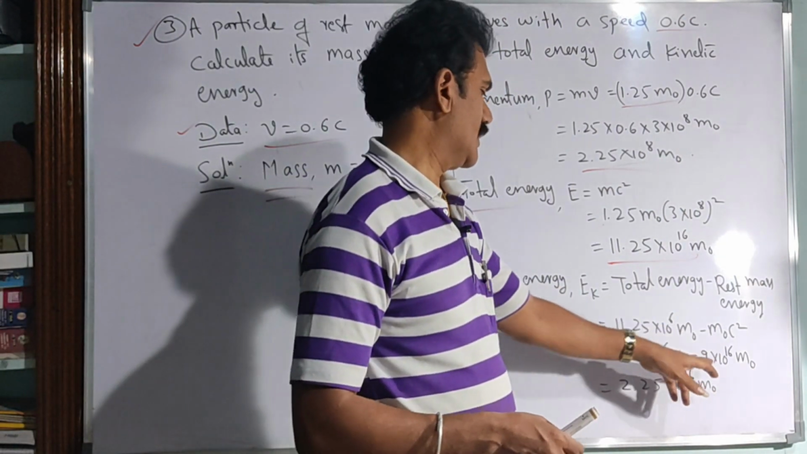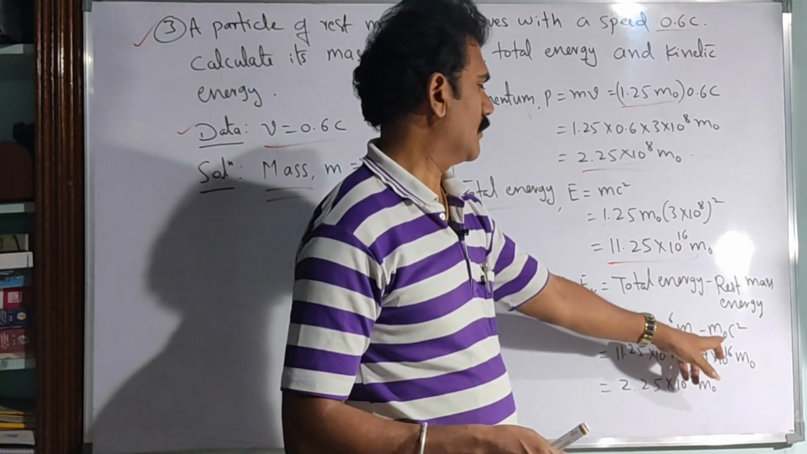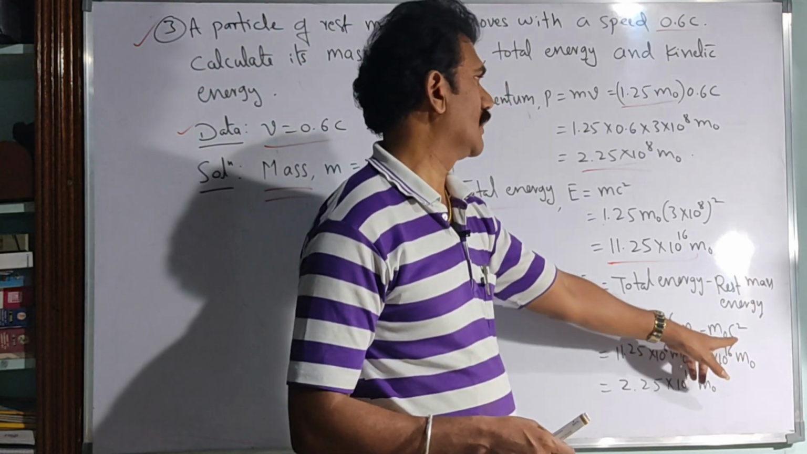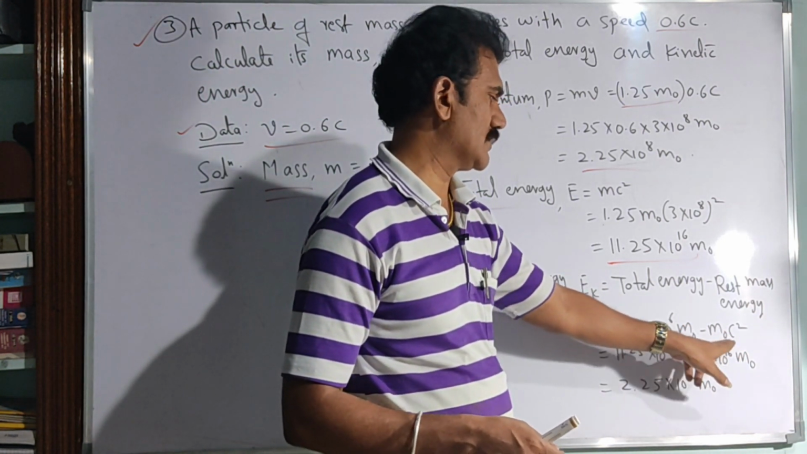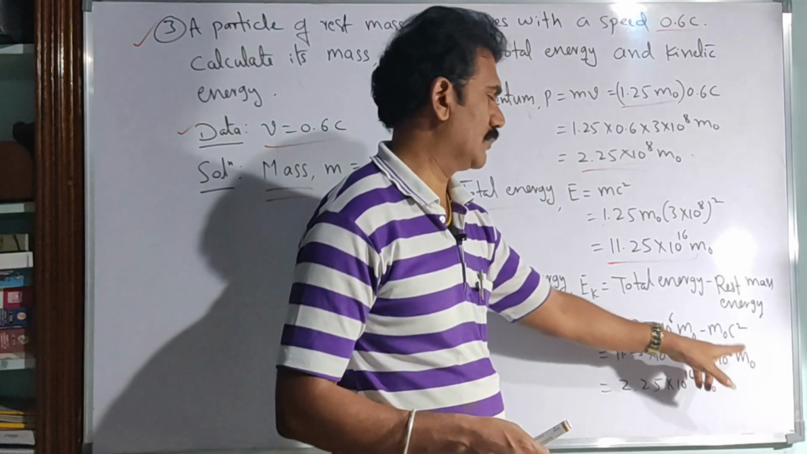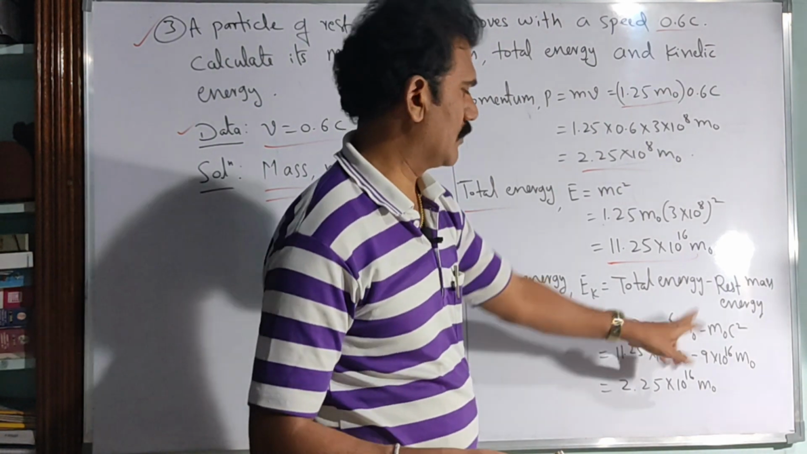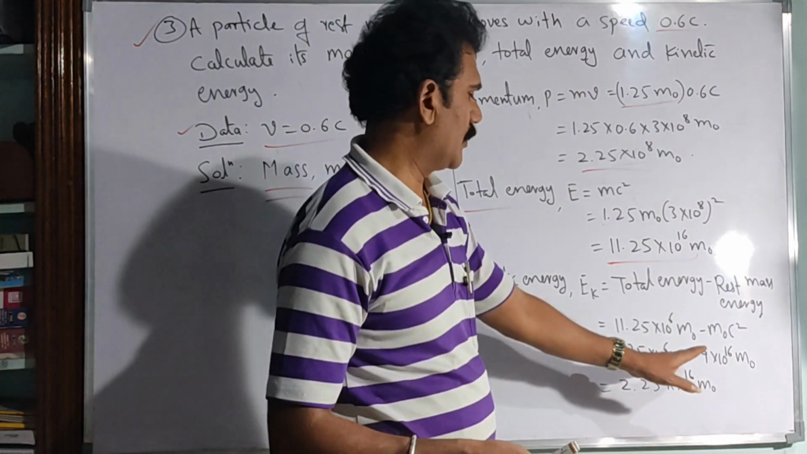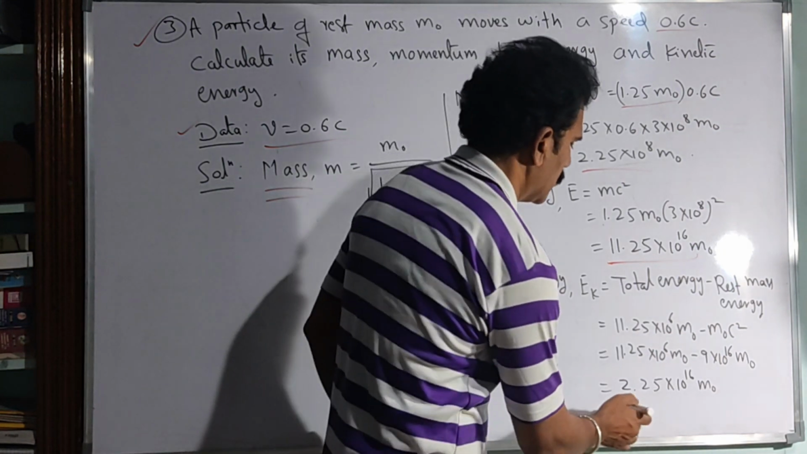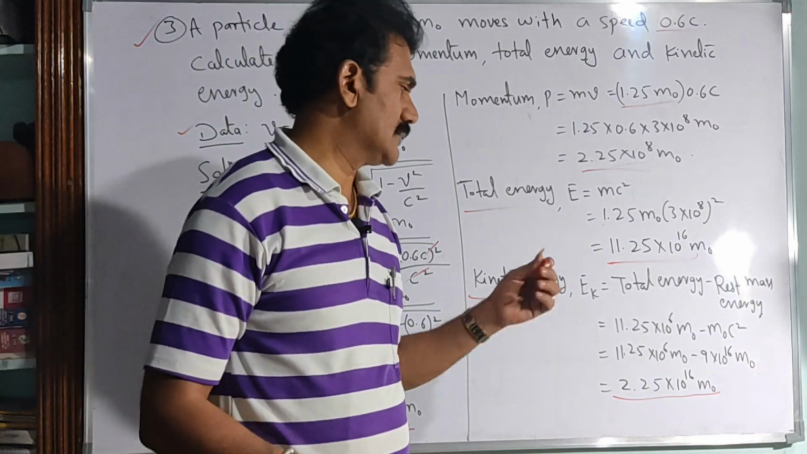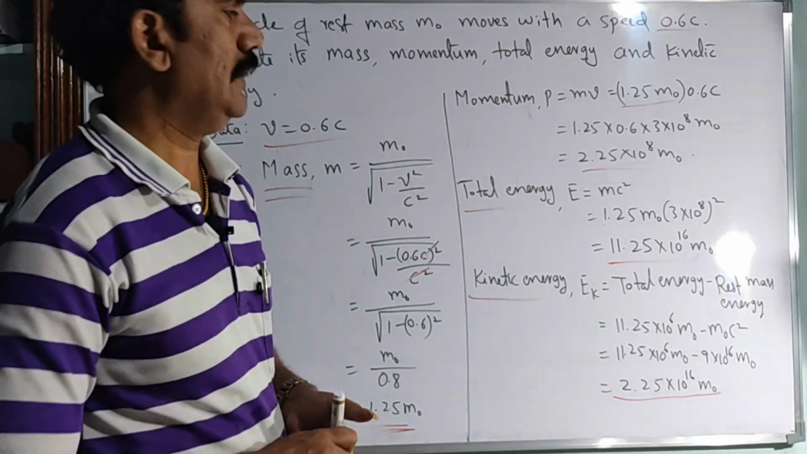So now substitute it as m naught into c square, so I will write only c square here. c square means 3 into 10 power of 8 whole square is 9 into 10 power of 16. Okay, c square is 9 into 10 to the power of 16 into m naught as it is, and here also we have m naught. So you leave the m naught as common and calculate the remaining part. You will get 2.25 into 10 to the power of 16 m naught as the kinetic energy of the particle. That's it.